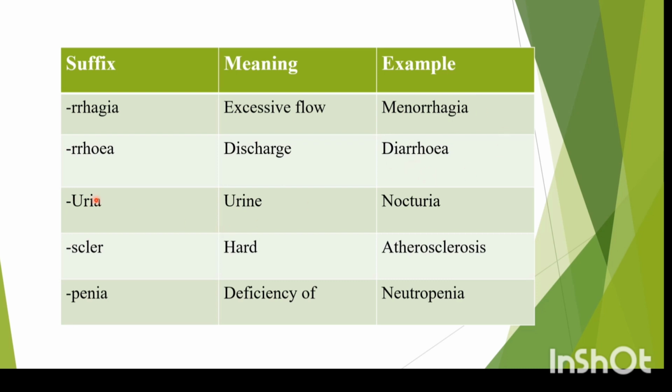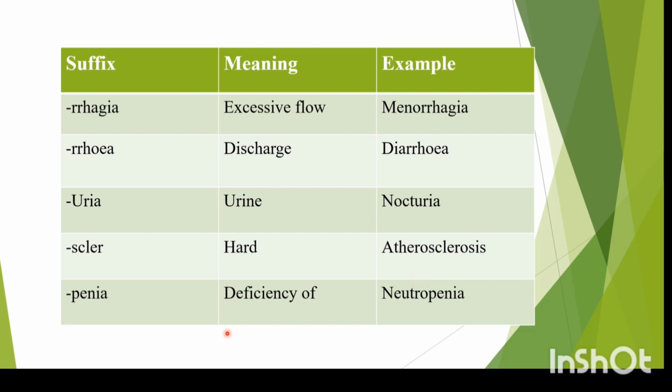Uria means urine. Example, nocturia. Nocturia means noctu means night time, uria means urine. So if urination occurs at night time, that condition is called nocturia condition. Next one is scler. Scler means hard. Example, atherosclerosis. That means hardening of the blood vessels is called atherosclerosis. This hardening occurs due to plaque formation or cholesterol deposition. That condition is called atherosclerosis.